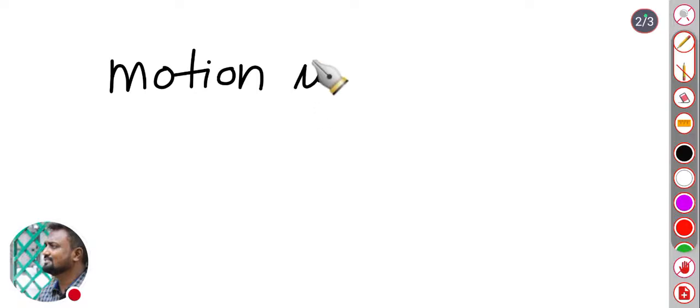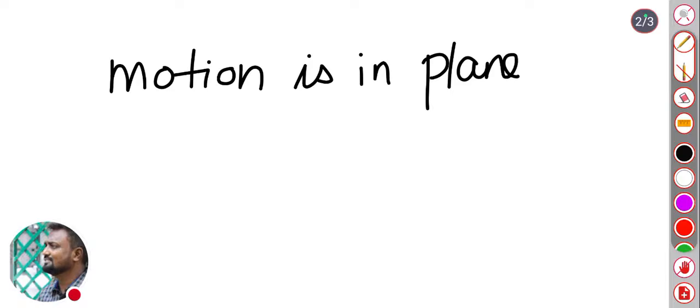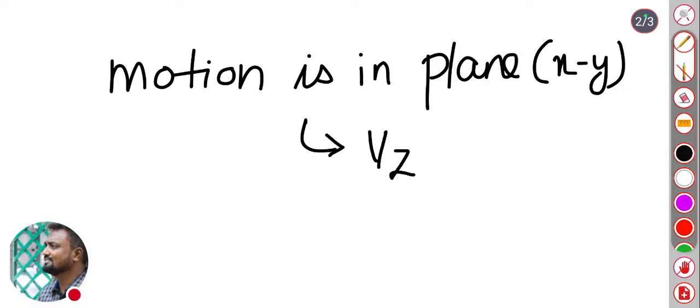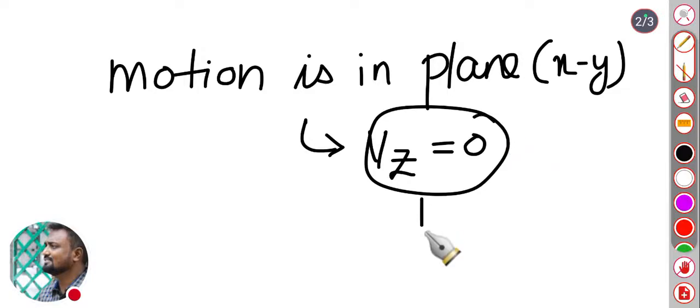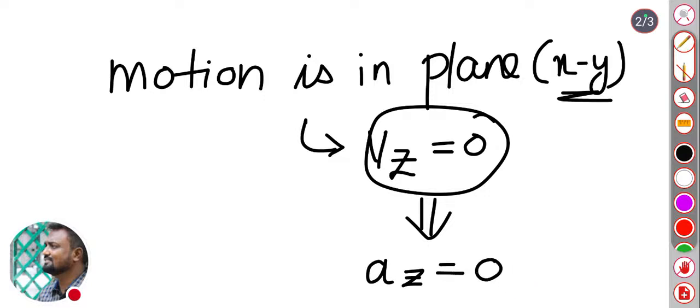The motion is in a plane, therefore, which plane? It is in the xy plane. So there will be no z component of velocity. The z component of velocity is 0 because it moves in the xy plane, which implies that when we differentiate the velocity in the z direction, we get the acceleration, and the acceleration is also 0.